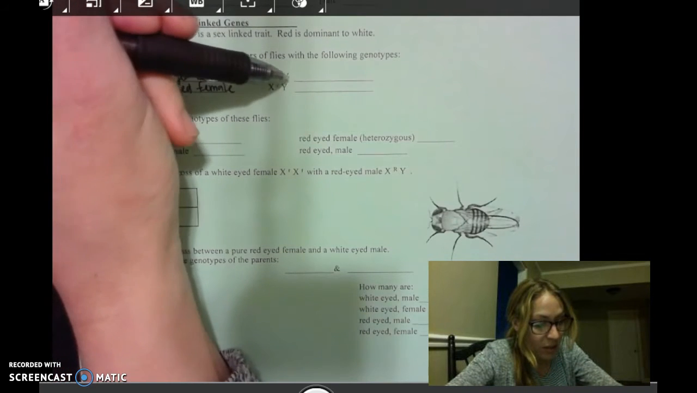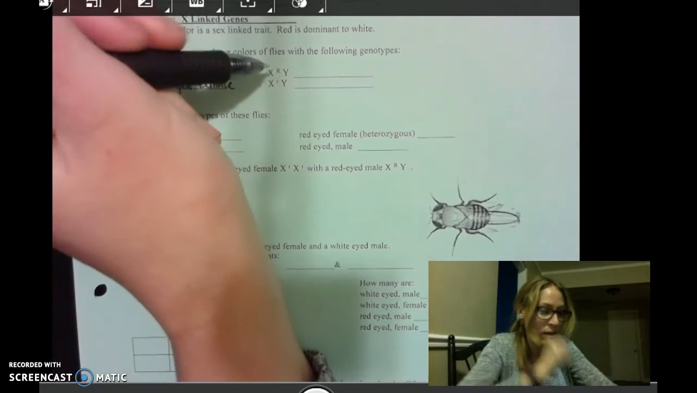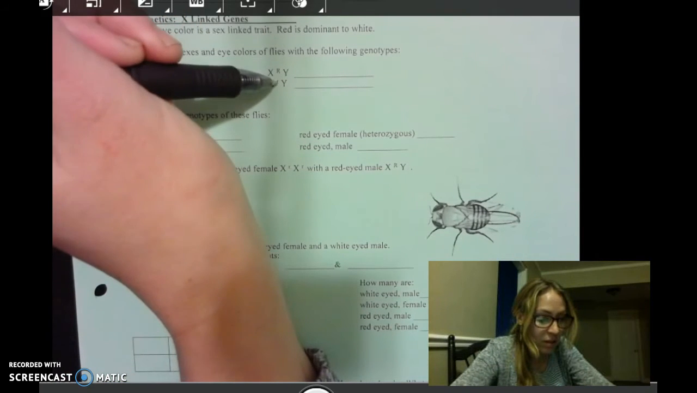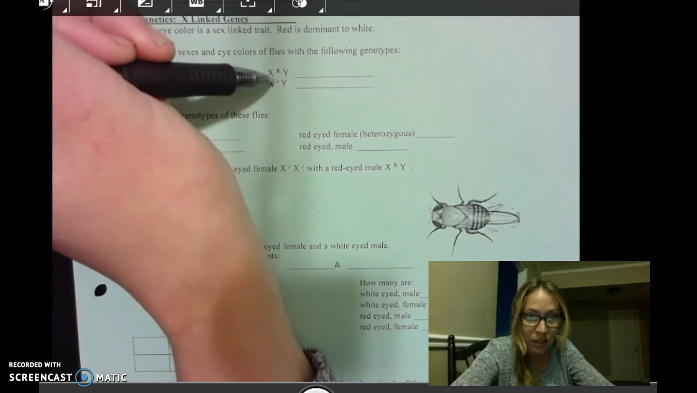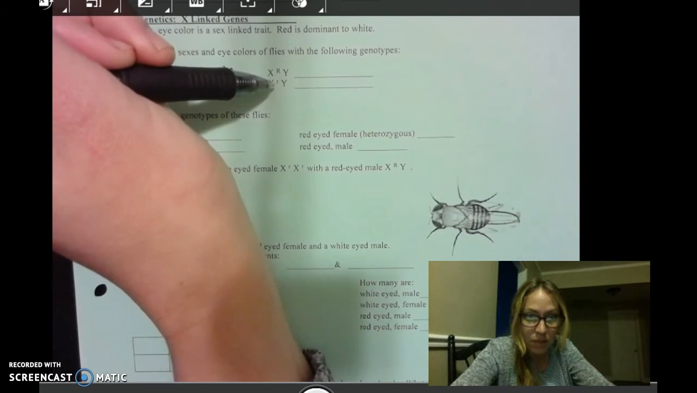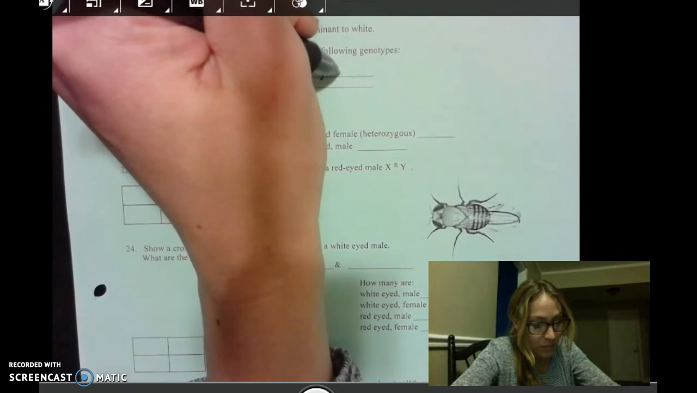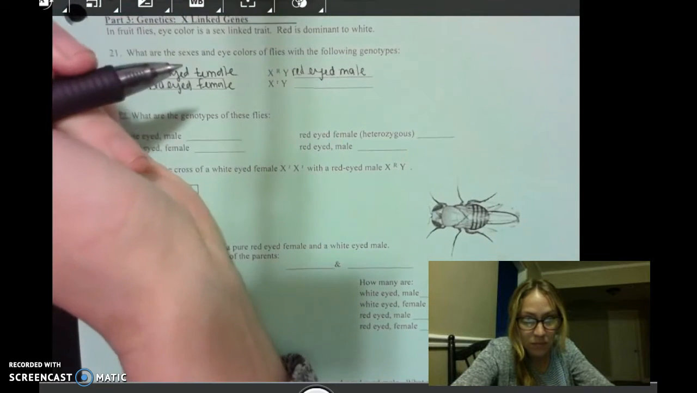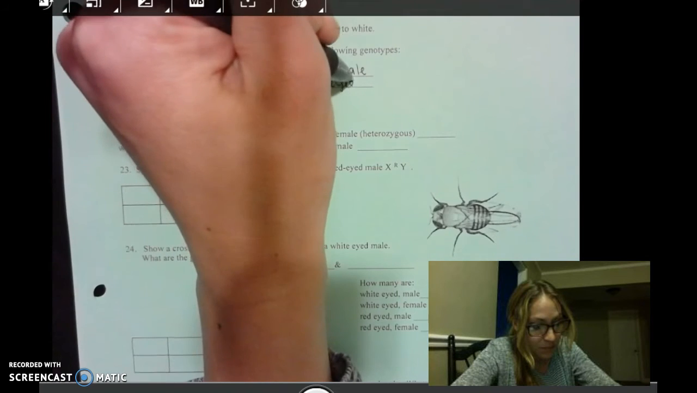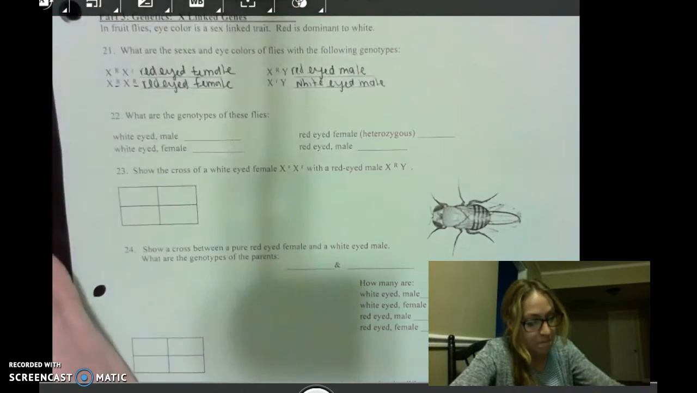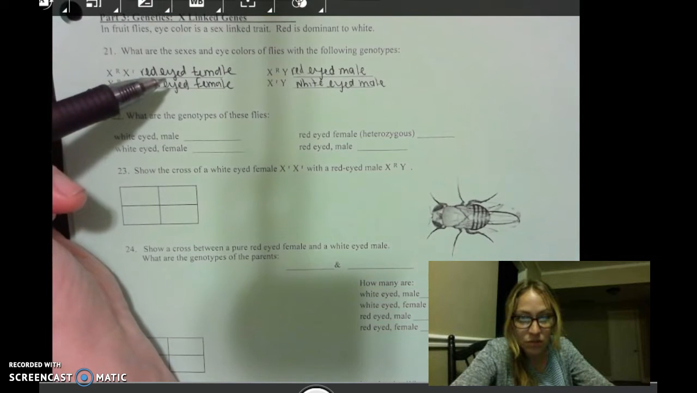Both of these right here are XY, so I know that both of these are male. This one has a capital R, this one has a lowercase r. That capital R represents the dominant red eye color, and this lowercase r represents the recessive. So that tells me that this is a red-eyed male. And this is a white-eyed male. So here we have the genotypes, and we turn that into phenotypes.